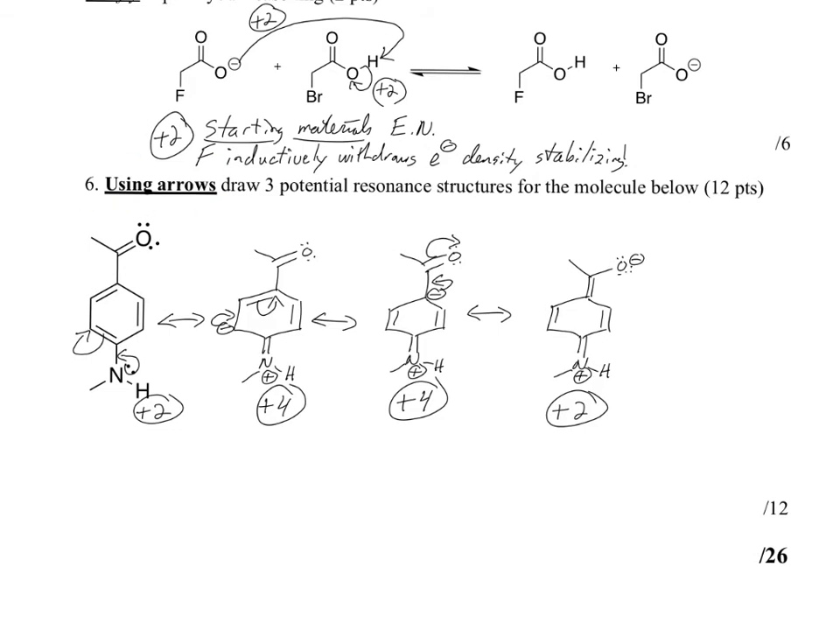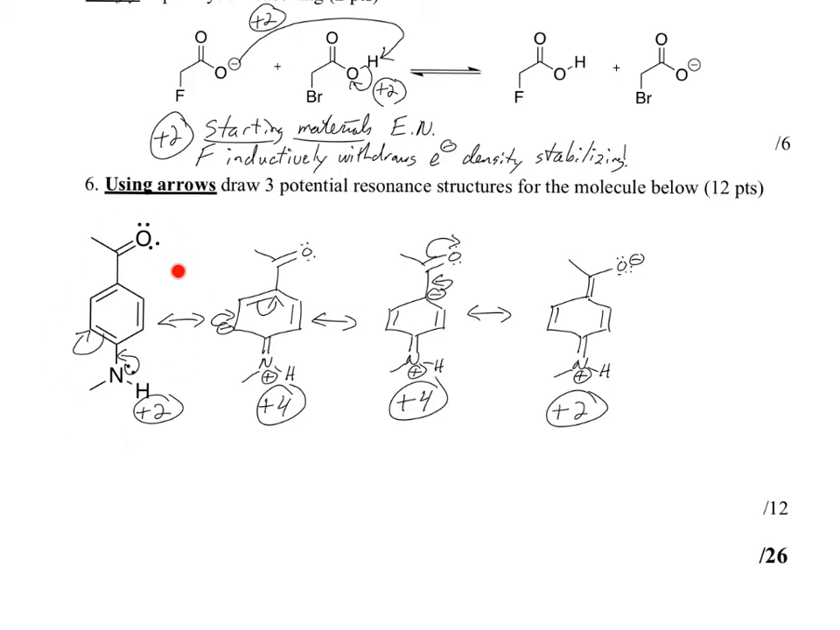Using arrows, so these are resonance arrows, right? Just curved arrows, moving 2 electrons at a time. Draw 3 potential resonance structures for this molecule below. So again, here, keys are atoms don't change position. You're doing resonance, right? Atoms don't change position, don't break sigma bonds, only move lone pairs and pi bond electrons, right? And balance your charge.